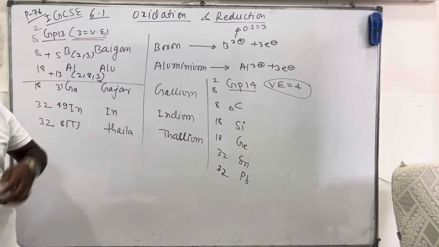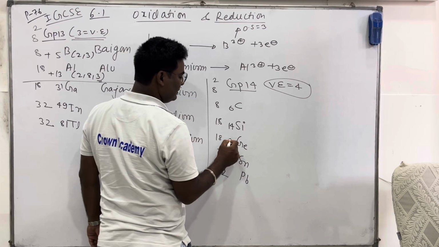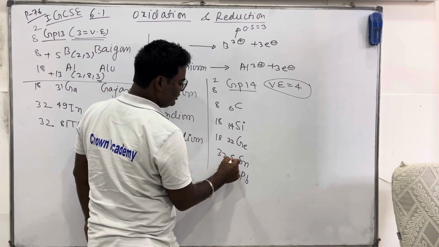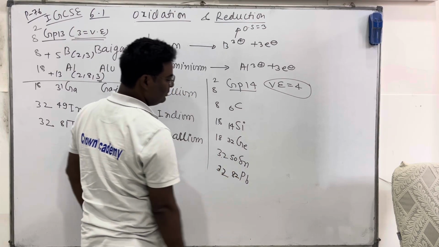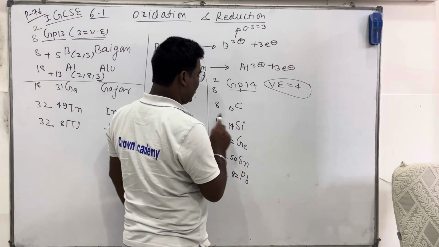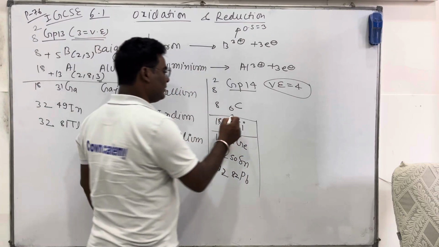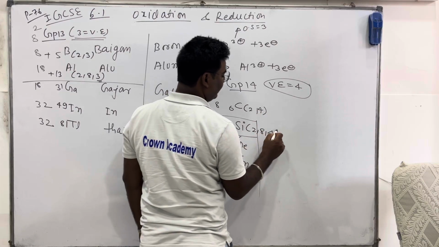Carbon atomic number is 6. 6 plus 8 is 14. 14 plus 18 is 32. 32 plus 18 is how much? 50. 50 plus 32 is 82. So up to carbon only we have in the syllabus. So distribute the electrons. So it is 2, 4 and it is 2, 8, 4.